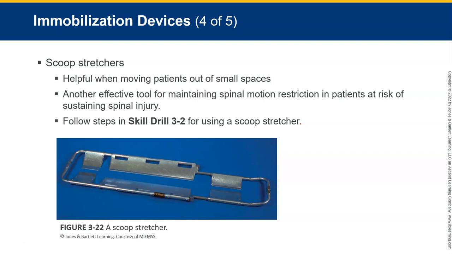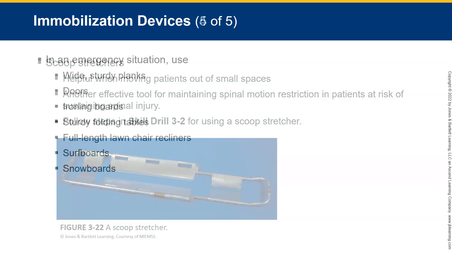Then you have a scoop stretcher. The nice thing about this is it comes apart, separating into a right half and a left half. You apply these by placing one half on each side of the patient, and then you attach the two together. They'll snap together. These are helpful when moving patients out of small spaces. These are not the greatest thing if you have somebody that might have a cervical fracture, but when you need to move somebody, if this is all you have, this is what you have.